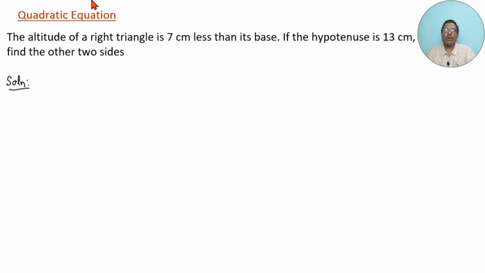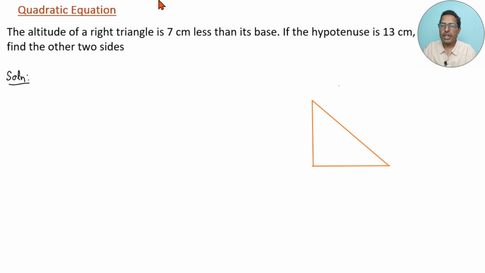The altitude of a right triangle, that means a right angled triangle, is taken over here. We have a right angled triangle ABC, with the right angle at B, so B is 90 degrees. He says the altitude of a right triangle is 7 cm less than its base. So let us consider this as the base and this as the altitude. Altitude is the height. And this is nothing but the hypotenuse.